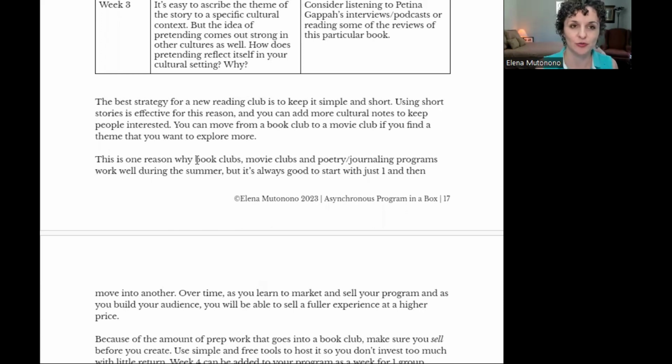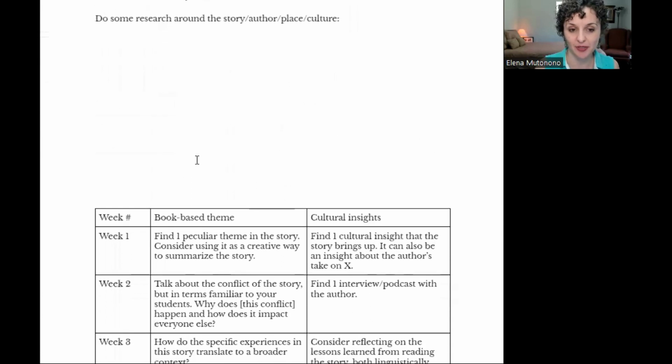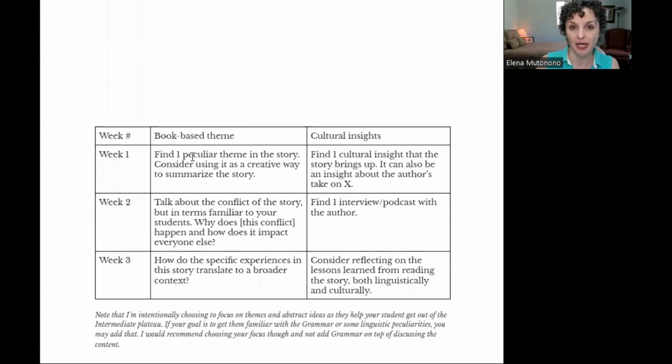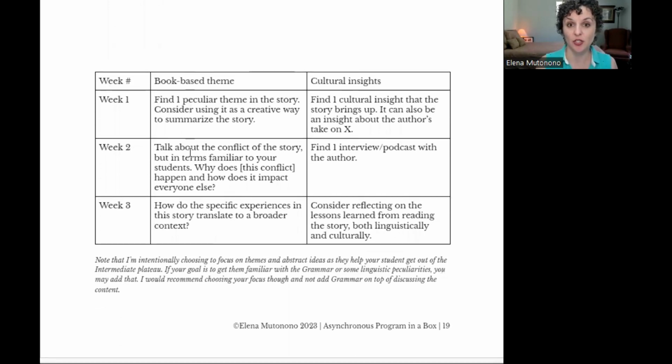It's also to learn. So along with that, I give a template with some kind of ideas for the prompts, and then you can use the language that you are teaching and find short stories in that language and use this template and adapt it for your specific situation.